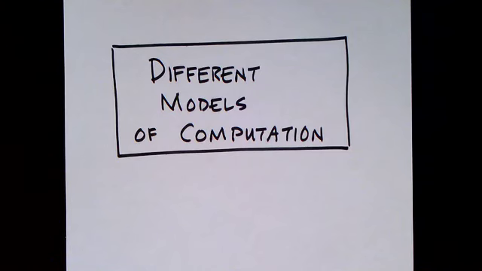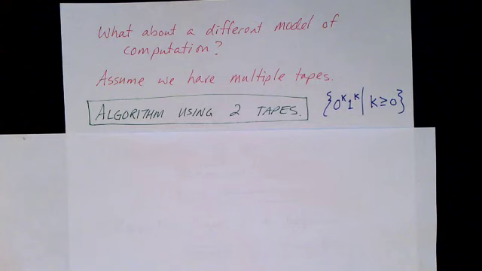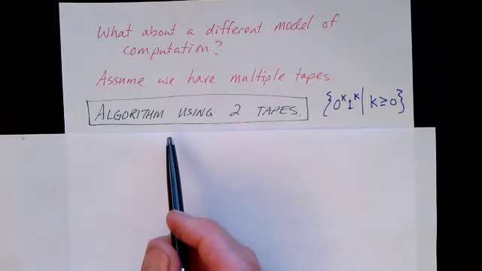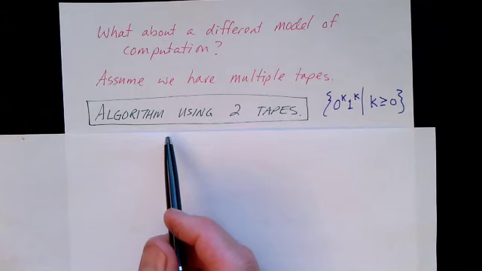Then we'll look at non-determinism, and we'll see that allowing a non-deterministic Turing machine gives us vastly greater power. So we'll look at these two different models of computation and see how the running time is affected. Let's start by asking about a model of computation where our Turing machine now has multiple tapes instead of just a single tape.